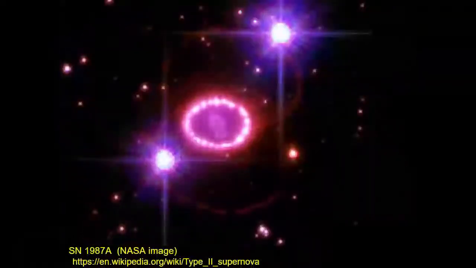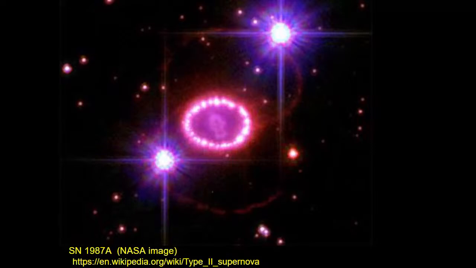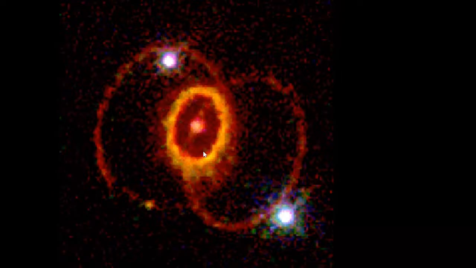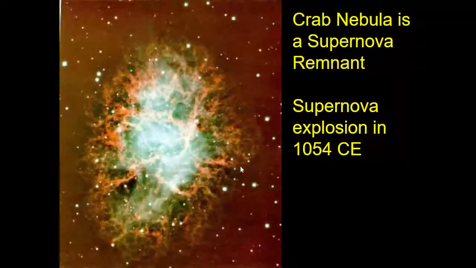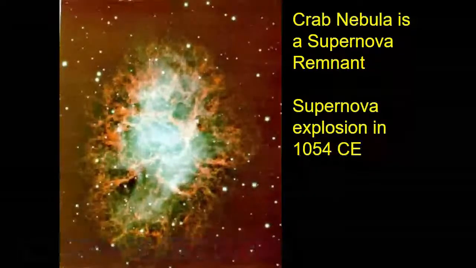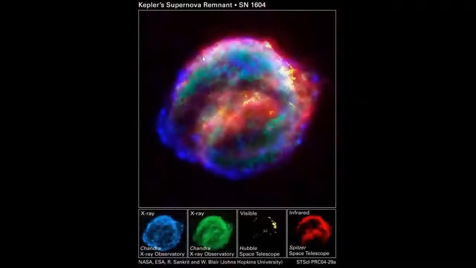And here are the supernova explosion images. The 1987A supernova explosion: the core is here and the shell is expanding because of the explosion. And here is a magnified version of the core region. This is the shell. This is the Crab supernova remnant, and at the center there is a pulsar. Obviously, it's called the Crab pulsar. And here is the Kepler supernova remnant, which exploded in the year 1604.